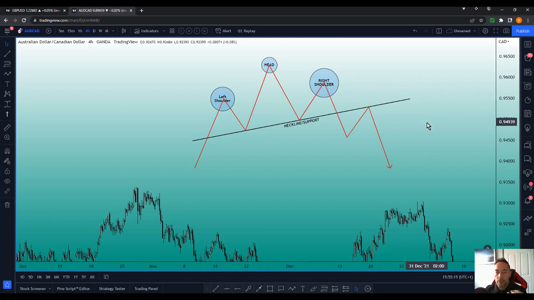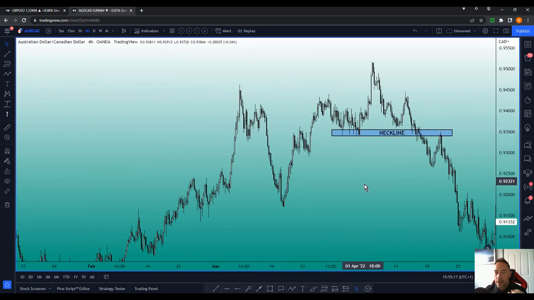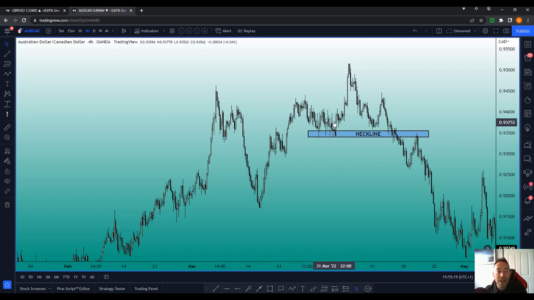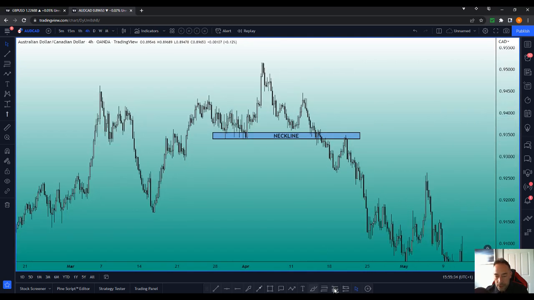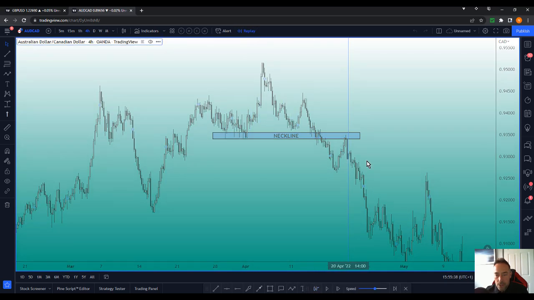Okay, so I have an example here. This has a flat neckline. Now this was Aussie CAD in April 2022, so April this year. Okay, so what we can see here is, what I'm going to do actually is use the replay function on this software.